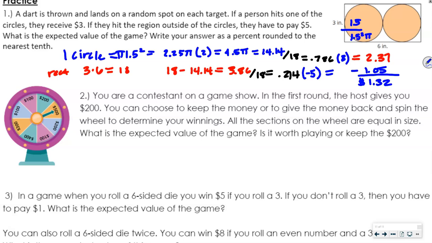The next one says you are a contestant on a game show. The first round, the host gives you $200. You can choose to keep the money or give the money back and spin the wheel, determining your winnings. All the sections on the wheel are equal in size. What is the expected value of the game? Is it worth playing or keep the $200? Okay, so we're going to have to find every one of these, right? So there's 8 sections. They're equal areas, right?